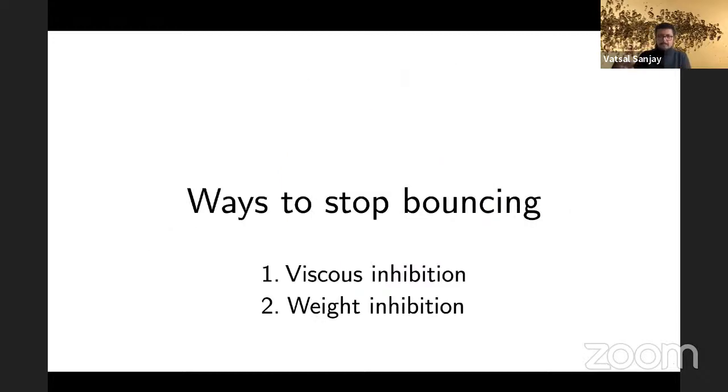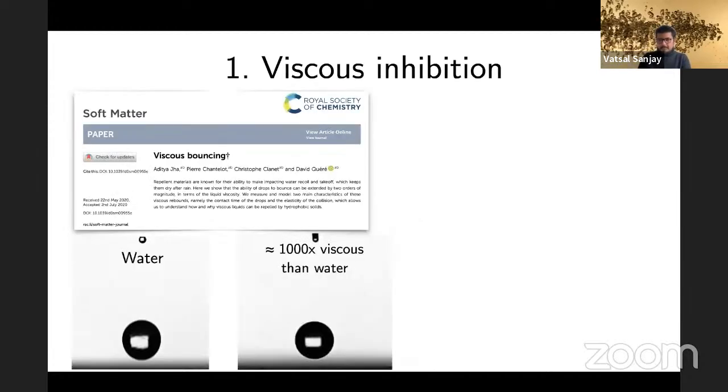So before I move on, I'm going to spoil it already. The way the droplet can stop bouncing is because of two reasons. One is viscous inhibition. So if the drop is so viscous that whatever energy we put inside the droplet gets dissipated the moment it impacts on a surface, then the drop will not bounce. And the second way it will stop bouncing is because of weight inhibition, which is if the drop is very fat or very heavy, then the drop will not bounce. It will be unable to take off from the surface, since we are doing these experiments or these calculations on Earth still. So let me give you the first one.